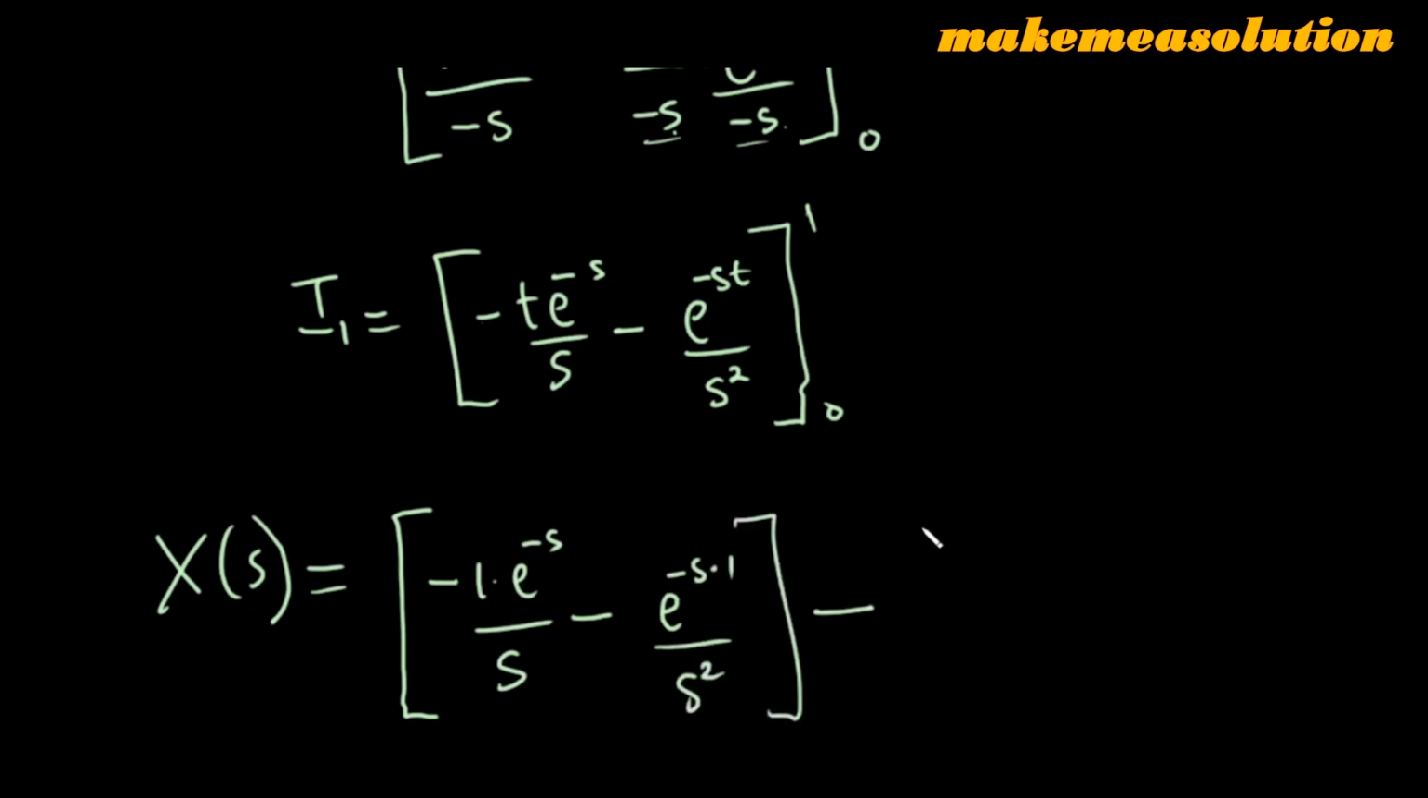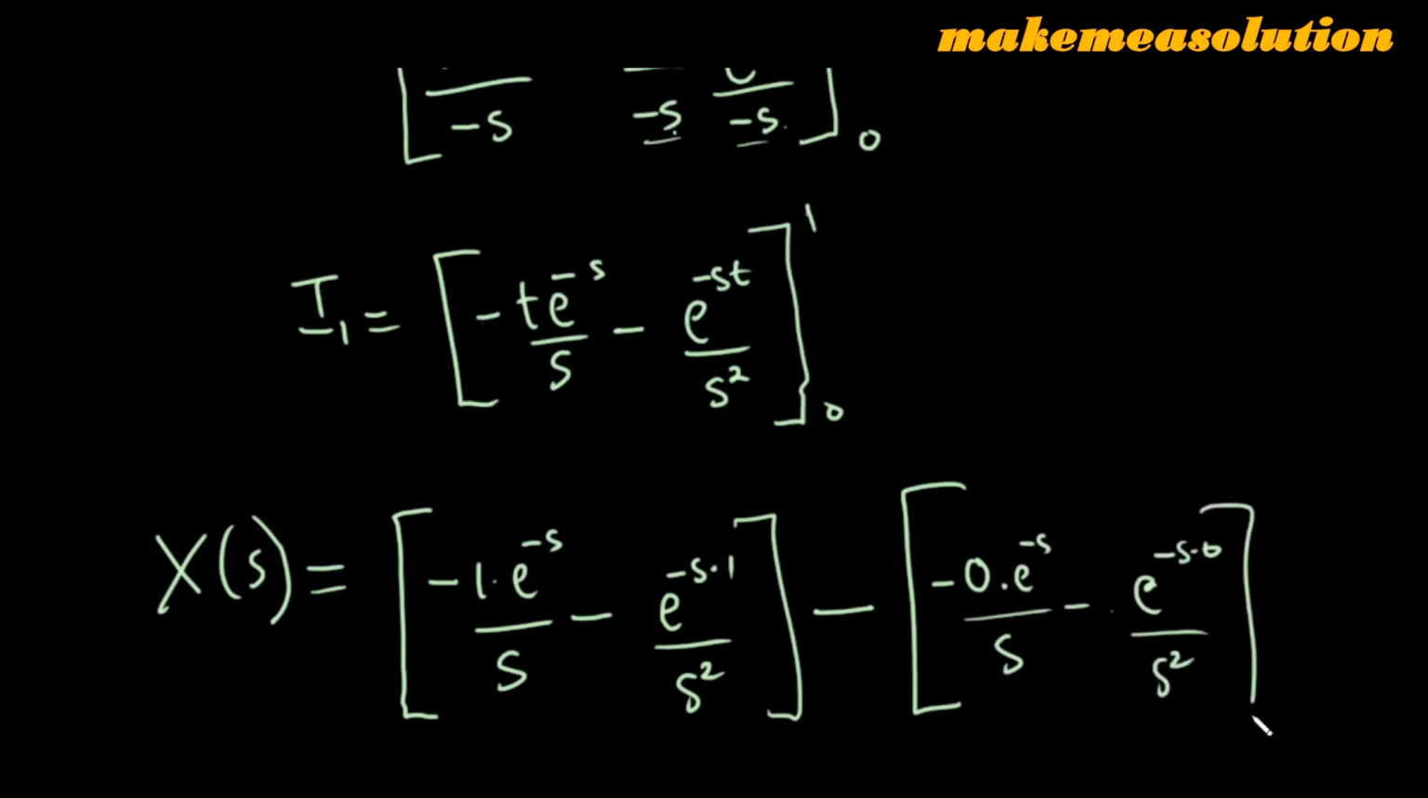Then you now subtract it from when t is 0. You now have minus 0 times exponential minus s over s, then minus exponential minus s times 0 all over s square. So note what is happening. This term is going to cancel out, and anywhere we see exponential something times 0 is the same thing as exponential 0, which is equal to 1. Take note of that.